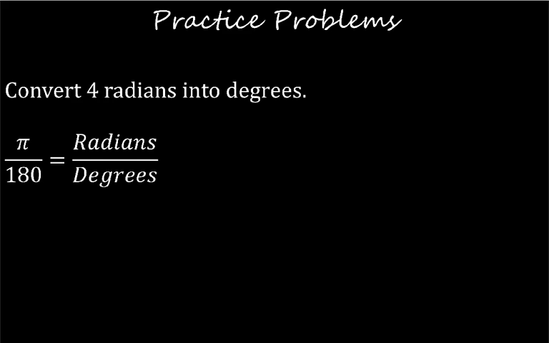So convert 4 radians into degrees. And there's just the reminder of the method that we're going to use. So I'm going to set up the proportion pi over 180, and I'm going to put in the degree symbol there. I didn't in the slide, but there it is, equal to 4 radians over some number of degrees. And I'm going to use theta, which is the variable we usually use when we're talking about angle measures.